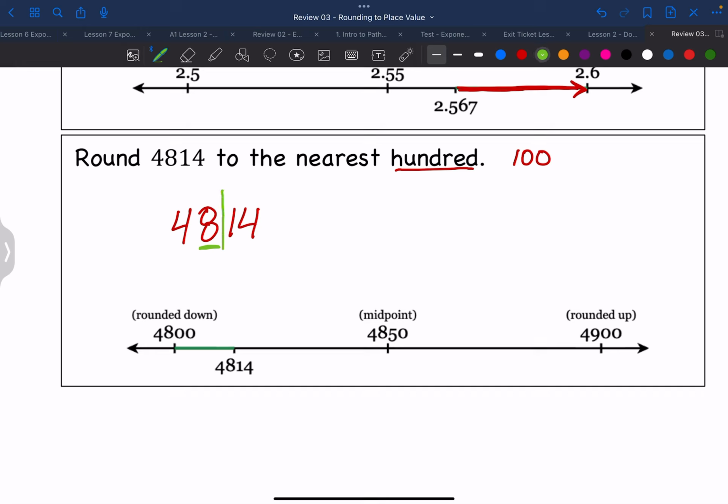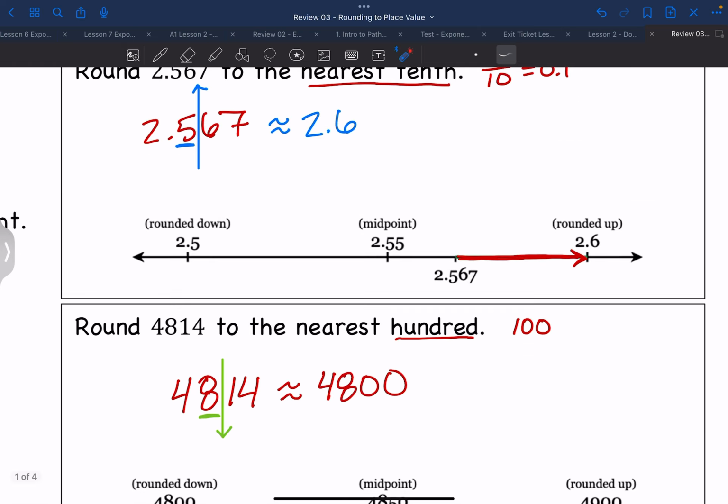I'm going to put a line just to help me see what I'm going to be doing. Am I going to be rounding up to 9, or should I keep it at 8? Look to the digit to the right. It's a 1. Following my rules, it's 4 or less. So I'm going to round down. So it's approximately 4,800. Remember, I didn't drop these. It wasn't just 48. Remember, these digits, if it's a whole number, turn into zeros. It's different than the decimal.